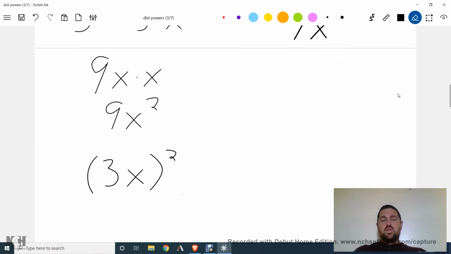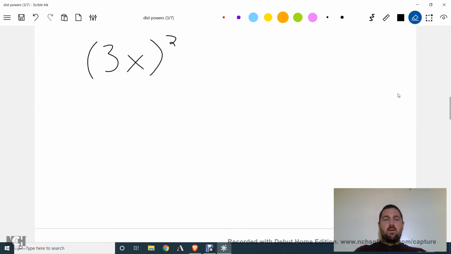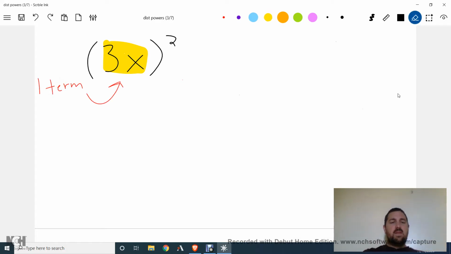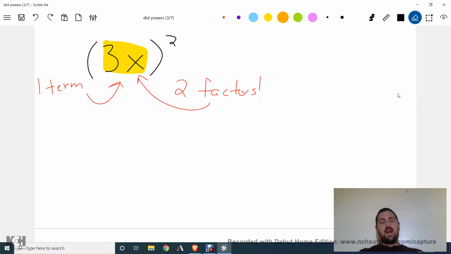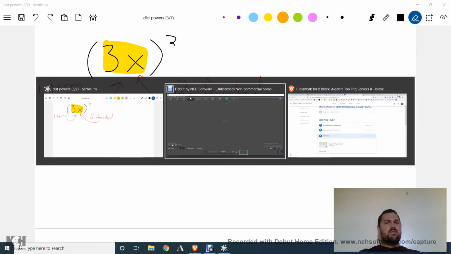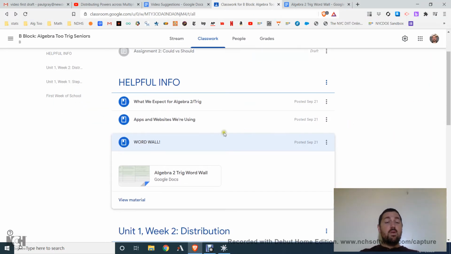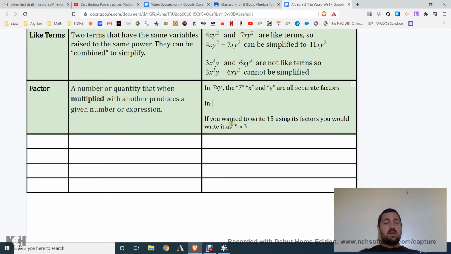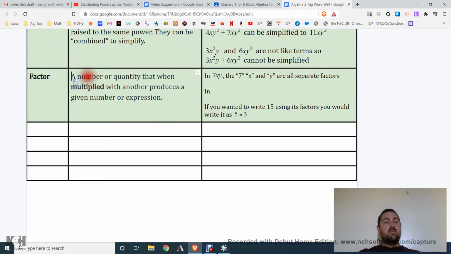Now let's look a little bit at the structure of this, make sure we know what's going on. Here we have our (3x) squared, and if you notice, inside we have a single term, right? We have one term, but that one term is made up of 2 factors. Now what's a factor? If only there was a place we could look to find all of the language that we need. Oh wait, we have the word wall in your classroom. So we pop over to the word wall in the classroom and we see this, right? A factor is a number or quantity that when multiplied with another produces a given number or expression, okay?